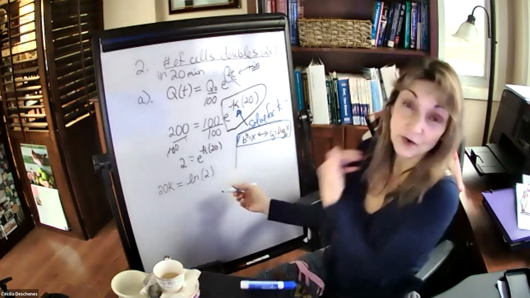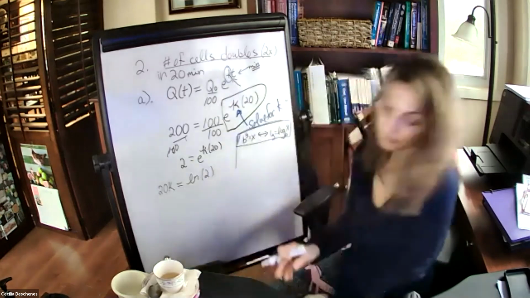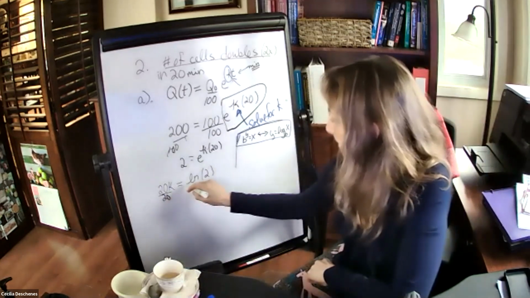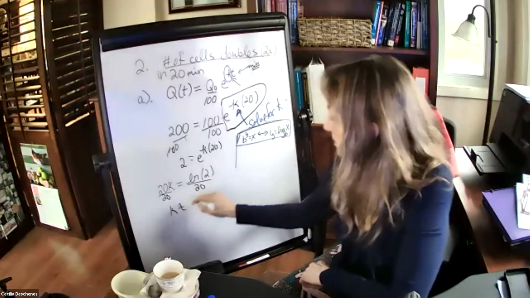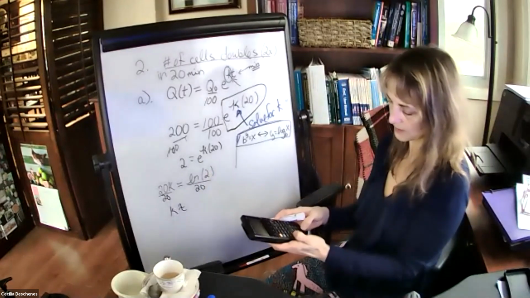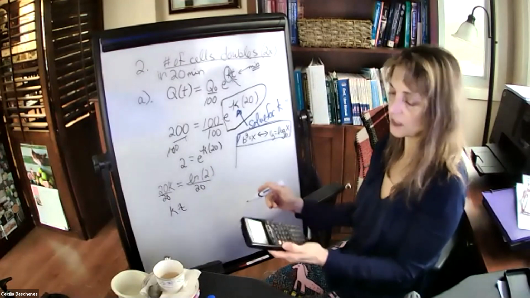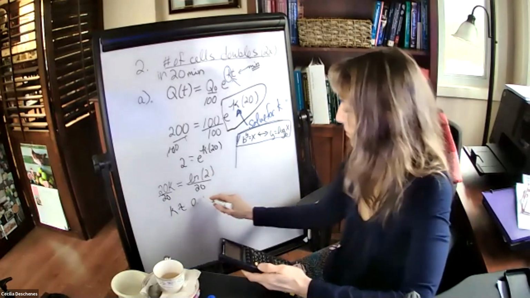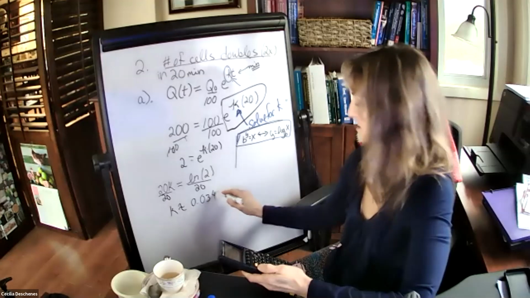So now that we've gotten this far, now it's just algebra, because now we're just going to divide both sides by 20 and solve for k. So k is approximately equal to the natural log of 2, which is on your calculator. So it's the natural log of 2 divided by 20. Make sure you can do this, because I get that this is approximately 0.0347.